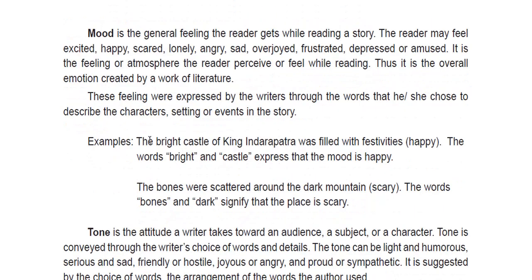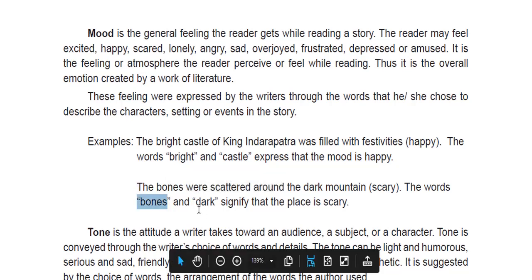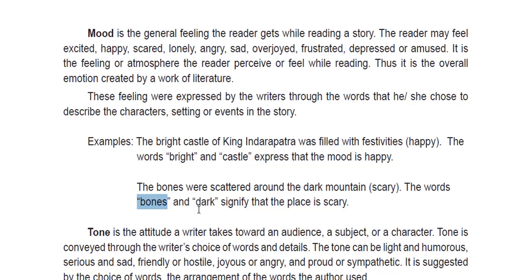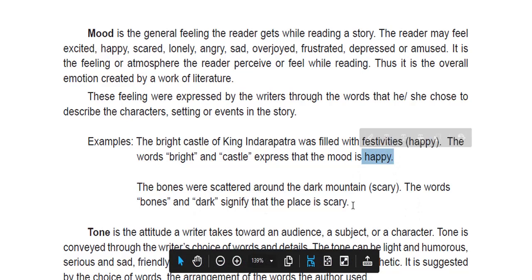Okay? So we have your examples. The first one, it says, the bright castle of King Indarapatra was filled with festivities. So the word bright here and castle, even the word festivities, signify that the mood is happy. Okay? While this one, the bones were scattered around the dark mountain. So the words bones and of course the word dark or dark mountain express or signify that the place is scary. So mood is happy and this one is scary.